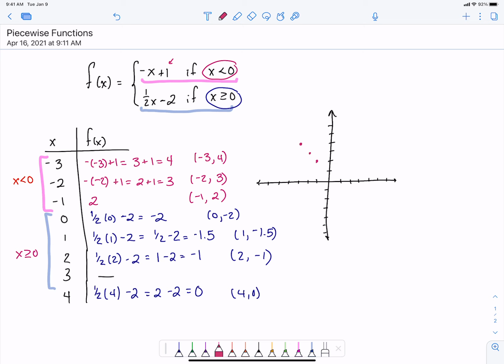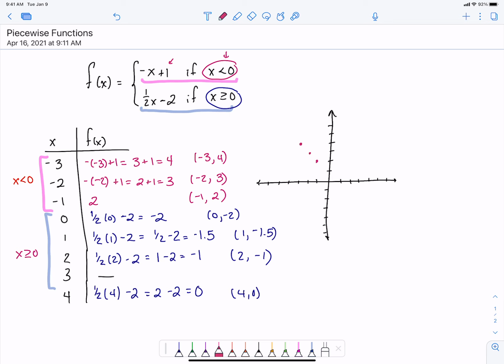Now this line goes all the way until x is just right before 0. So I don't stop here. That's not our stopping point, because we can plug in 1/2, we can plug in 1/3, we can plug in 1/9, we can plug in 1/1000th.